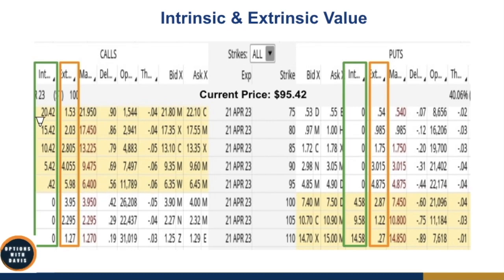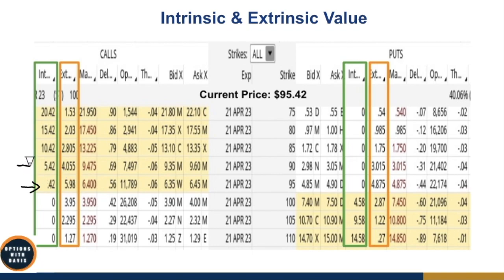So intrinsic basically comes down to how much it is in the money, right? You can see down here the current price is $95.42. So remember, for the call option, for it to be in the money, the current price has to be above the strike price. So let's say the strike price of $95. You can see that the current price is above the strike price of $95, which means to say it is in the money. How much is it in the money? It's in the money by 42 cents. As you can see down here, it exactly matches the intrinsic value shown on this option chain.